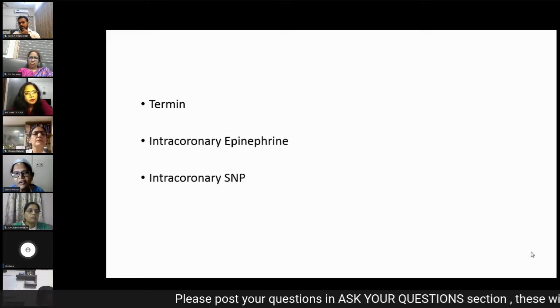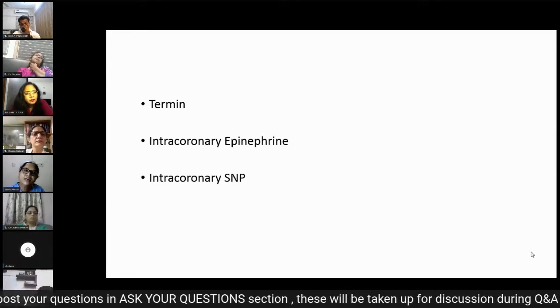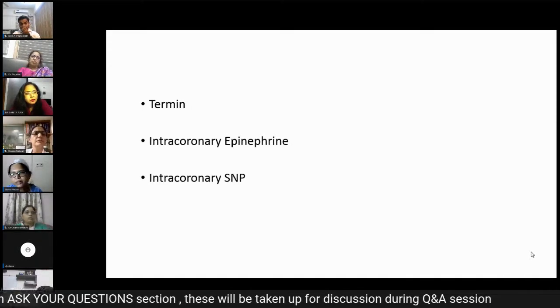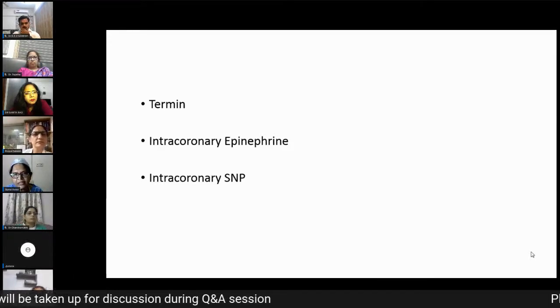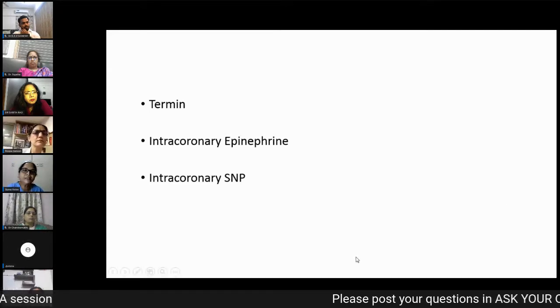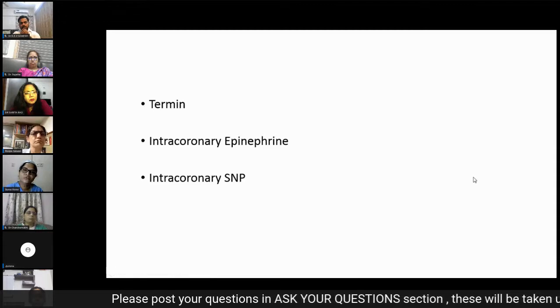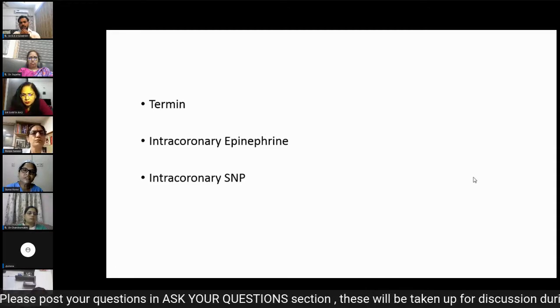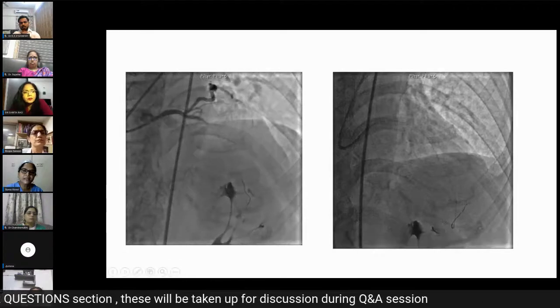No, we were definitely not thinking of taking imaging at all. We just stented, and even after stenting, nothing in the LAD, and we were still not thinking of imaging at all. So now we have given some Termin, we have given intracoronary epinephrine and intracoronary SNP, about 200 to 250 micrograms we have given, and now the LAD flow comes back.